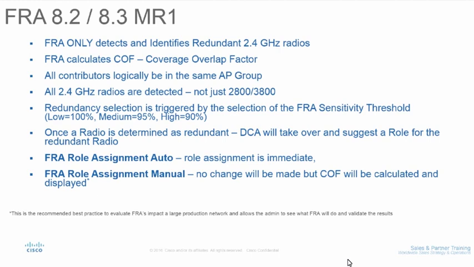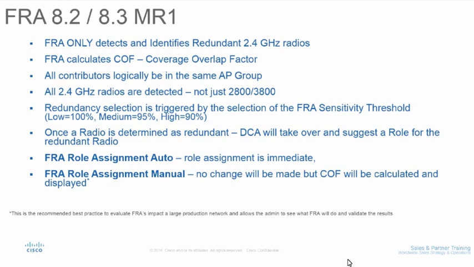Once the radio has been determined redundant, DCA can make the change to the radio role if you have it set up for auto. And there's two assignment methods now, which is auto and manual. Auto will do the calculations, and then DCA will make the change, obviously. And in manual mode, no changes will be made. However, we'll still do the coverage overlap factor calculation so that you can see how much coverage overlap that you have.